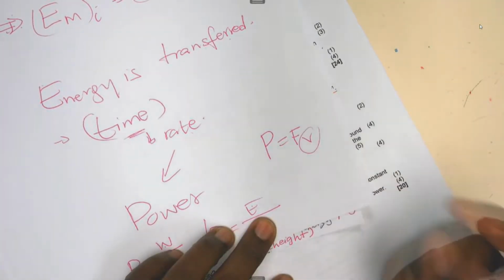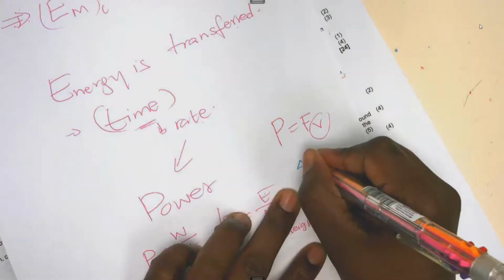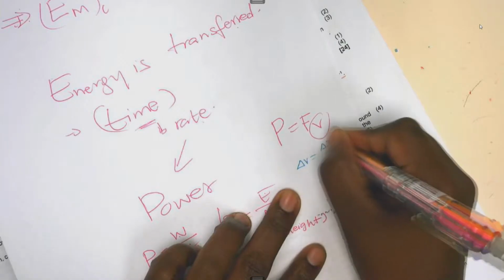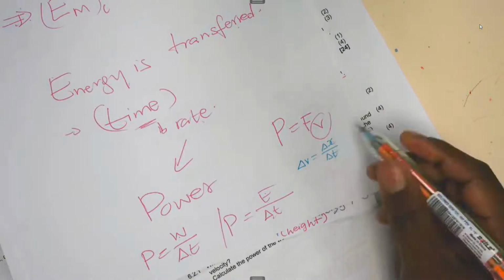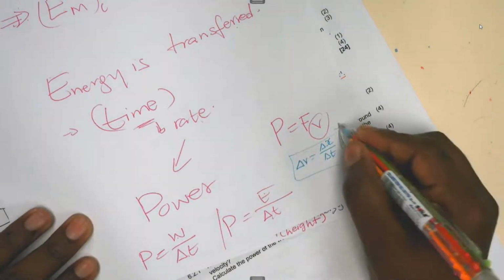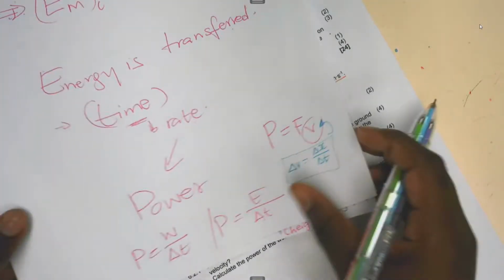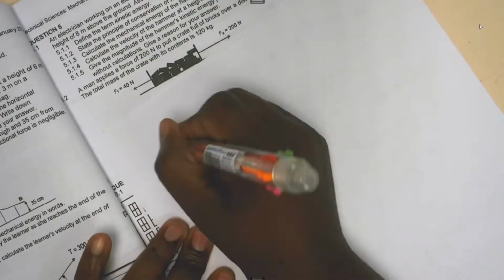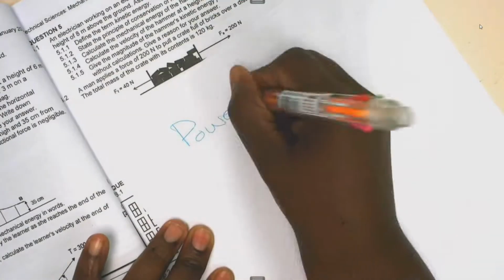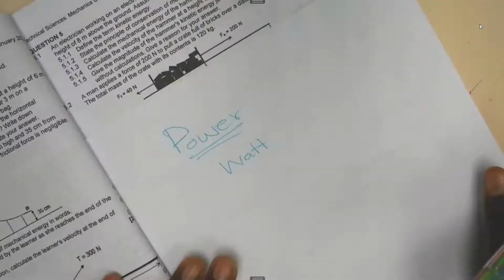Remember with this v, that velocity by definition is change in position over time. Rate of change of position. And then I think the last thing is that power, the SI unit is a watt, after I think it's James Watt or something.